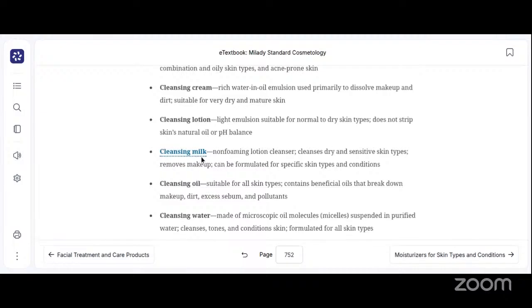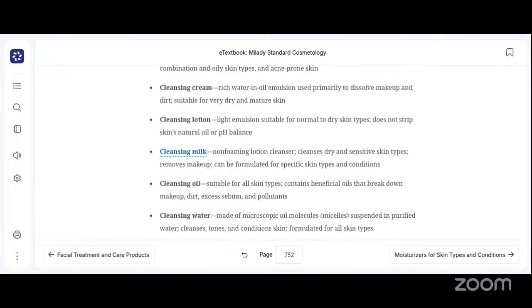Cleansing milk, a non-foaming lotion cleanser. It's even lighter than the lotion. It cleanses dry and sensitive skin types, removes makeup, and can be formulated for specific skin types or conditions. So you can make it for different things that are going on with the skin.